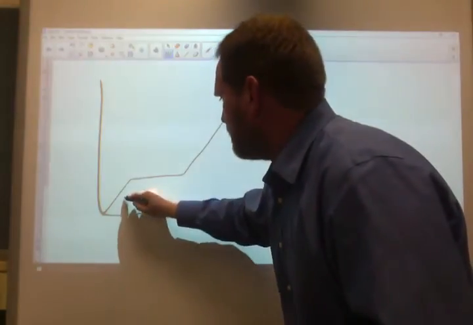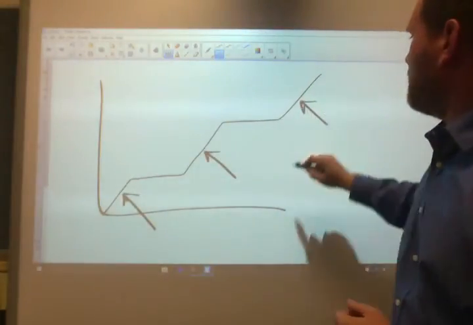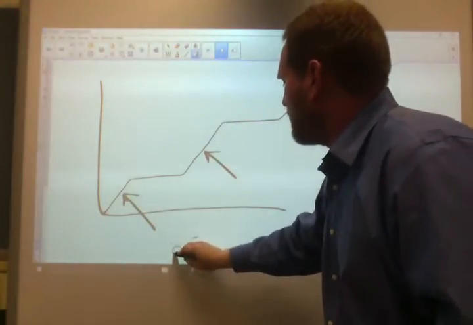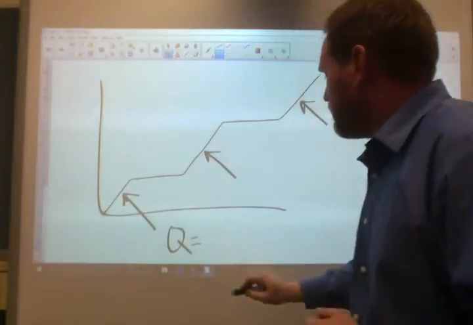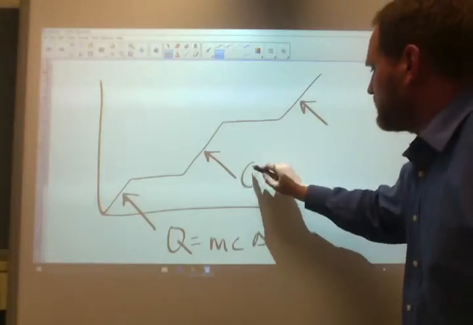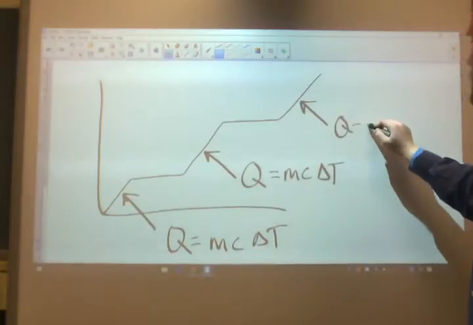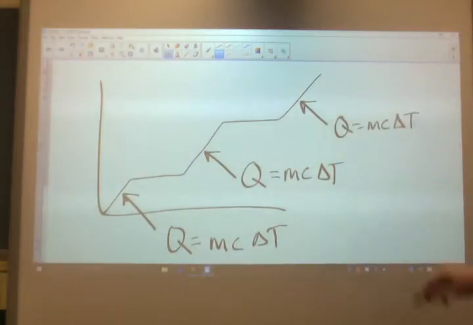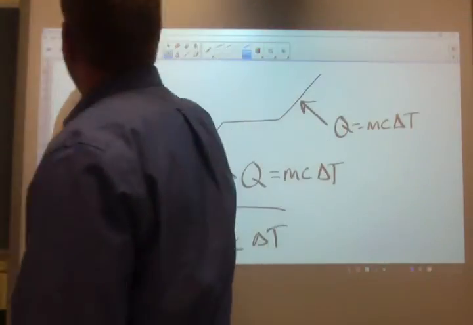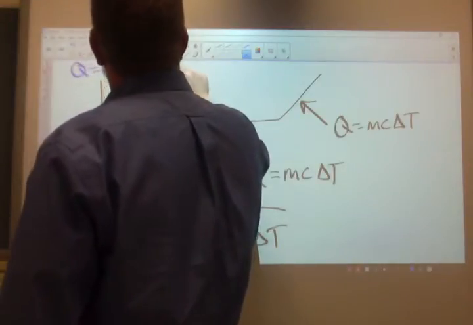The basic formula for this step and for this step and for this step is going to be Q, let me do an uppercase Q for that. I always mess that up. Q equals MC delta T. Q equals MC delta T. Now, Q means heat. Q equals heat, and the unit for that is joules.